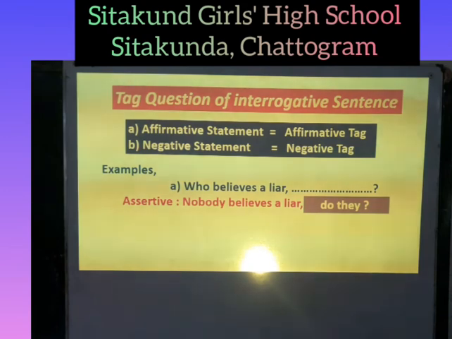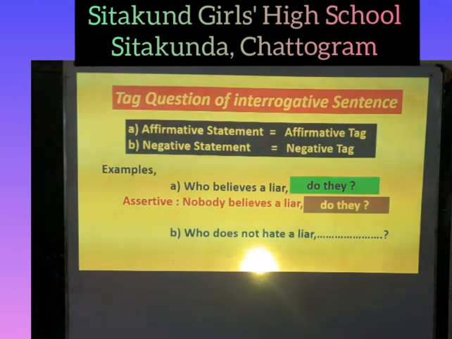For this assertive sentence you have written do they. So you have to write do they for who believes a liar for the interrogative sentence. That means who believes a liar is a affirmative statement, and do they is a affirmative tag. That means affirmative tag for affirmative statement. I think you have understood. An example B, who does not hate a liar. So this is negative statement. For this negative statement you have to write negative tag.